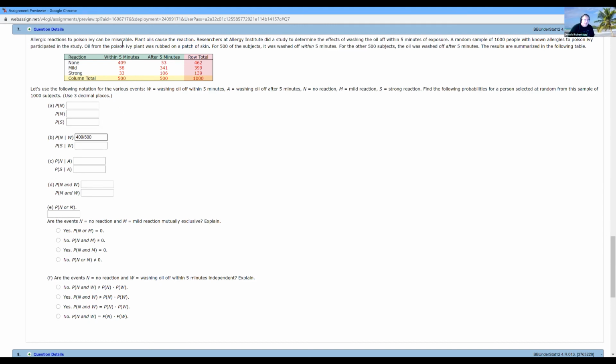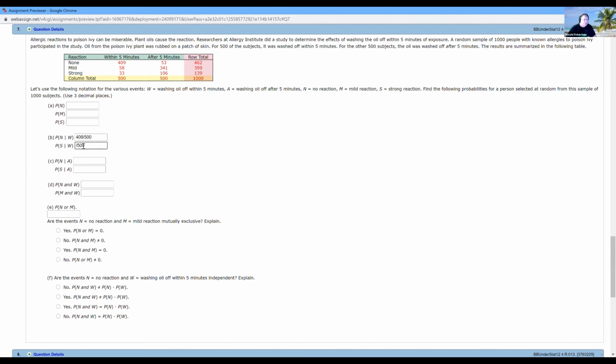So out of the 500 who were within 5 minutes, only 409 of them had no reaction. Now the next one says, what's the probability of S, that's a strong reaction, given that they did this? They still washed their hands, so the bottom is still 500.